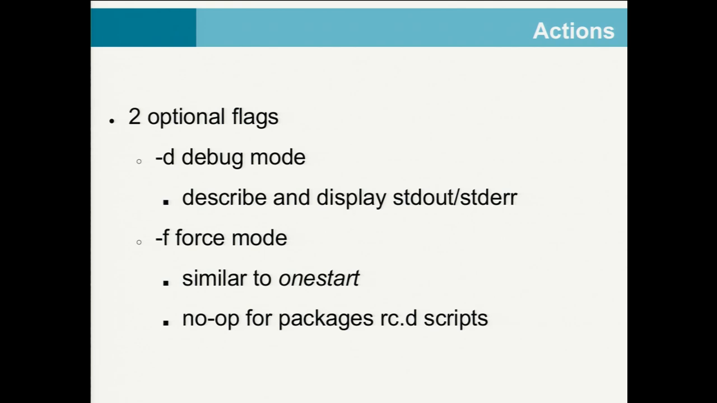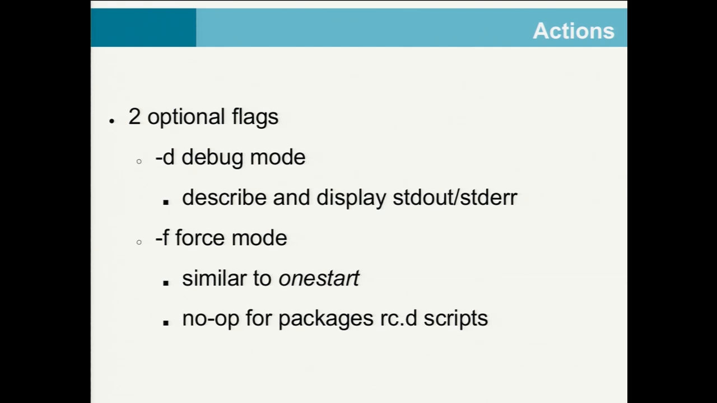Alongside the actions, we have two optional flags that we can pass: minus D for debug mode. By default, rcd will redirect the output of the script to /dev/null. So in minus D mode, it will output everything on the console.